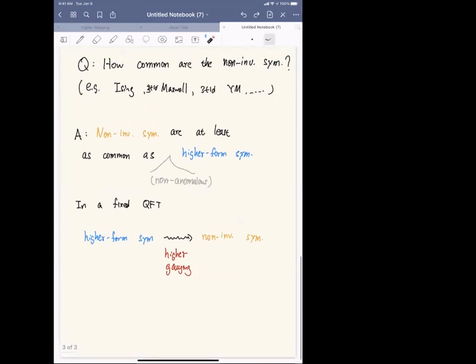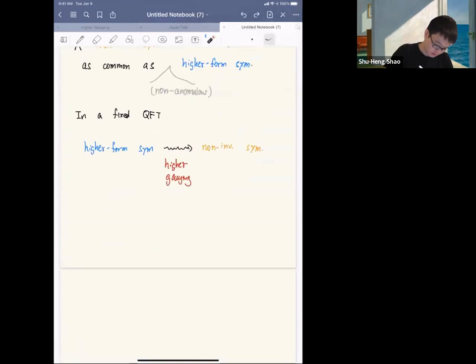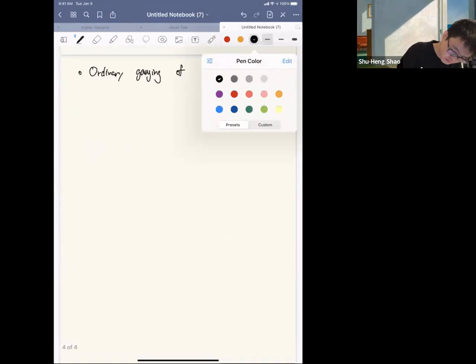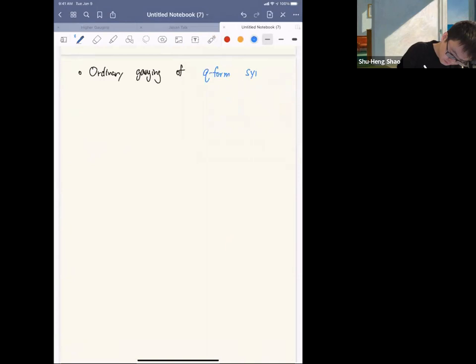Okay, so now I'm going to introduce what higher gauging means. But before I talk about higher gauging, I should talk about the ordinary gauging of the Q-form symmetry. By the way, I should say that all the global symmetries throughout this talk will be assumed to be discrete. I think the continuous generalization will be very interesting, but I don't have much to say at this moment. But what is gauging a discrete global symmetry in the whole spacetime? That's what we usually mean by gauging.